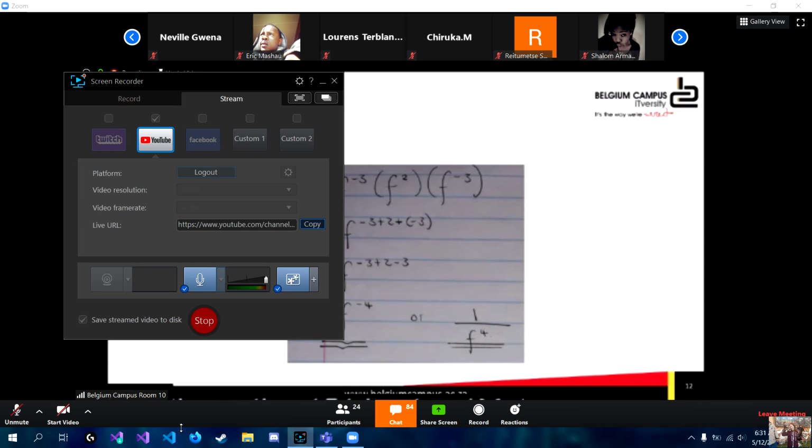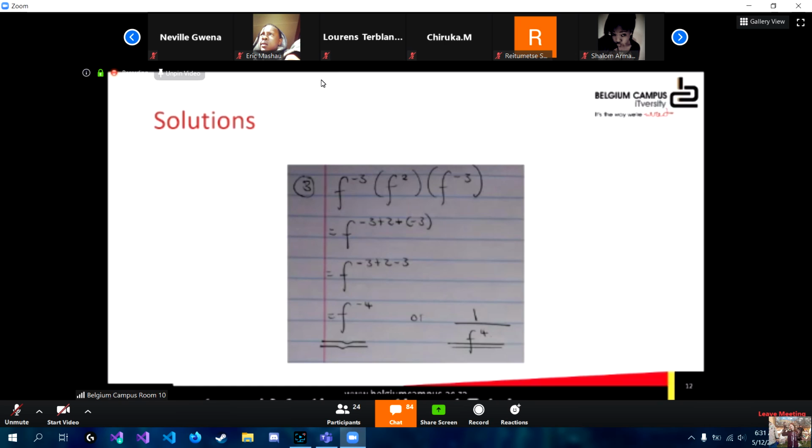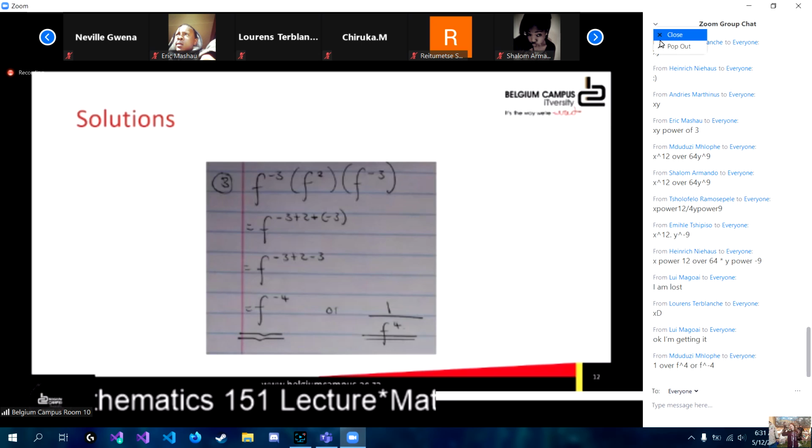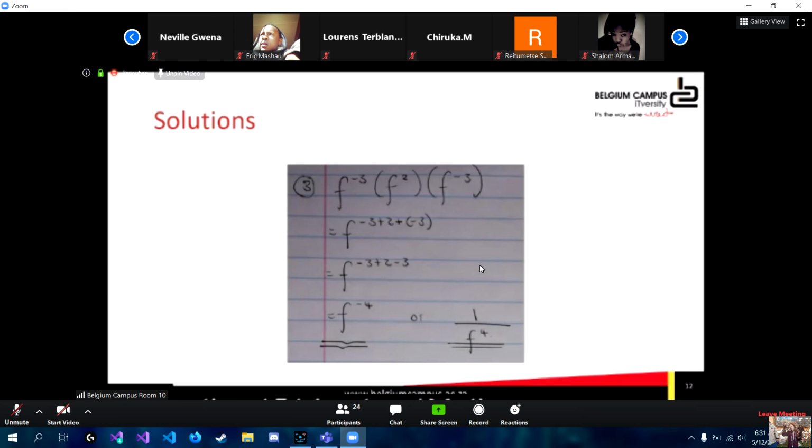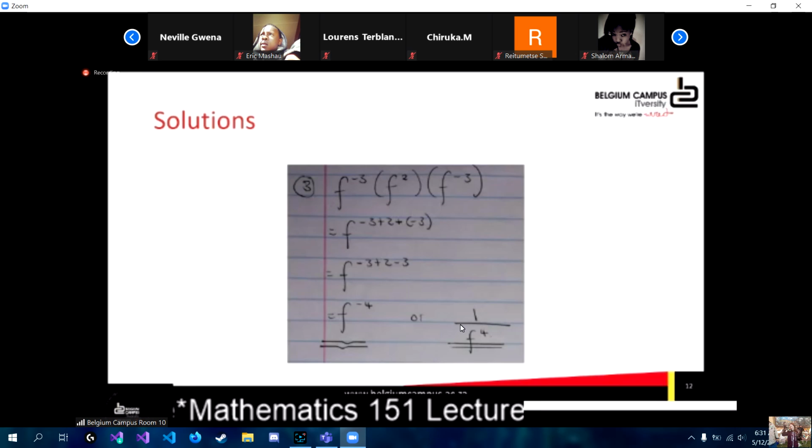Remember, a plus and the negative, the overall sign there is negative, and the overall power there will be minus 4. You can change that minus 4 so that it's a positive term throughout. It's the same as 1 over f to the power of 4. Right, so our answer there is 1 over f to the power of 4. Right, as correctly pointed out by Mduduzi, yes.